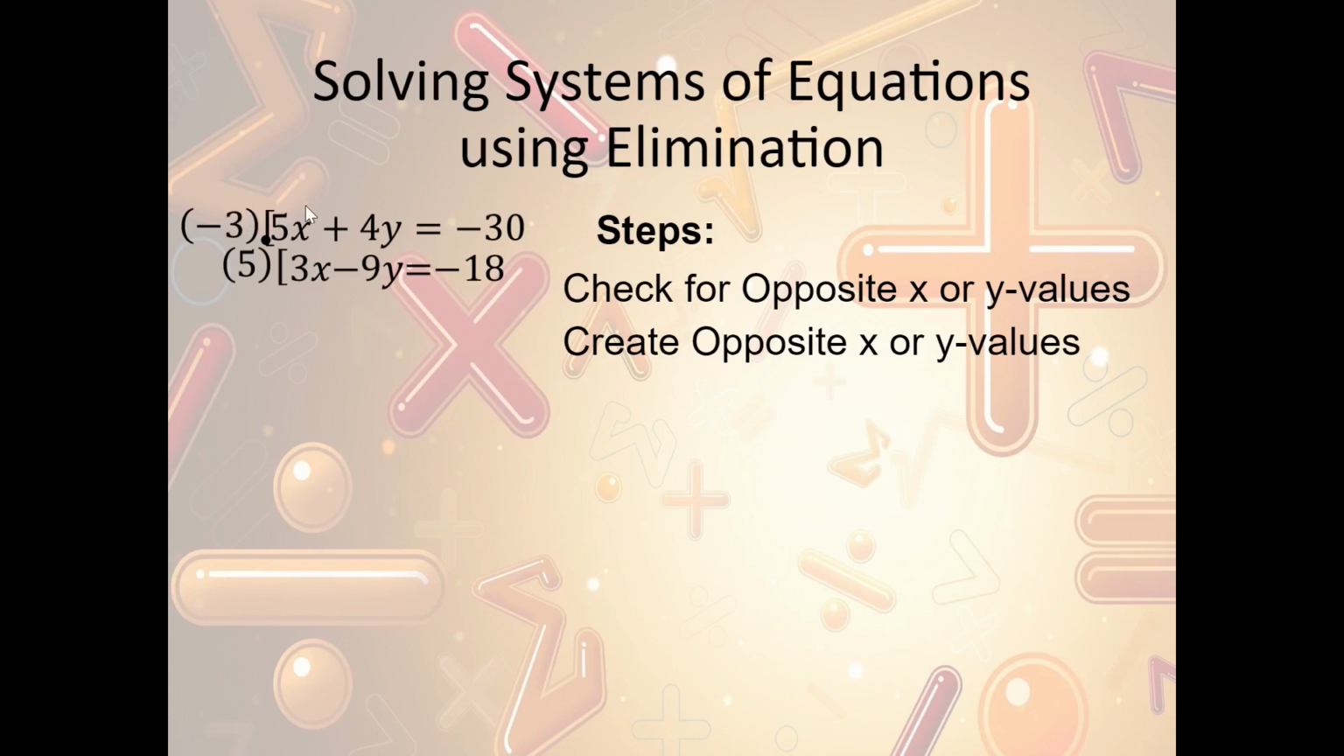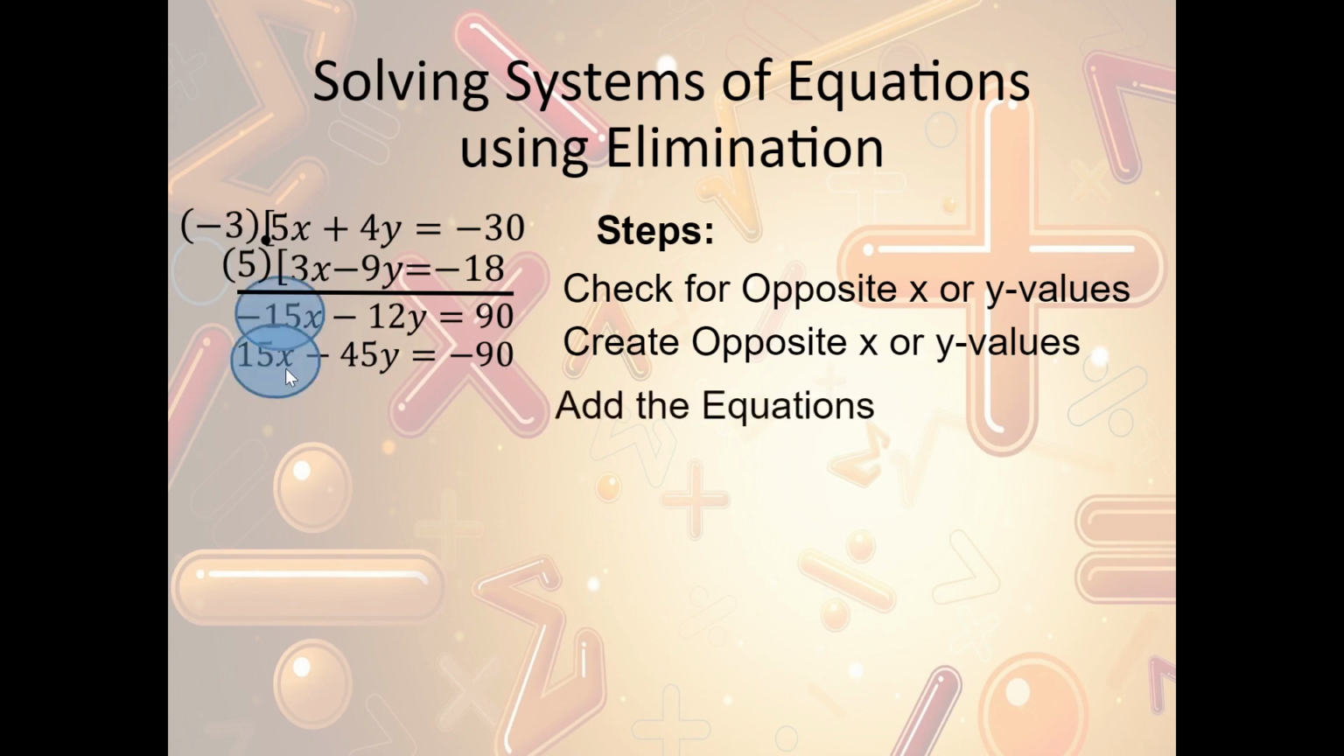And then we're going to multiply that times everything here. So -3 times 5x, and -3 times 4y, and -3 times -30. And then I'm going to do the same thing on the bottom. So 5 times 3x, and 5 times -9y, and 5 times -18. And when I do that, I end up with -15x minus 12y is equal to 90, and 15x minus 45y is equal to -90.